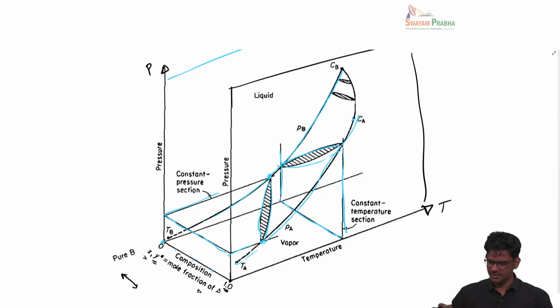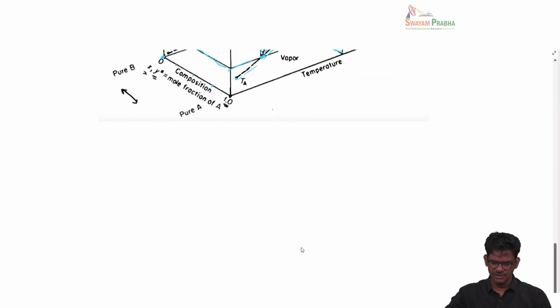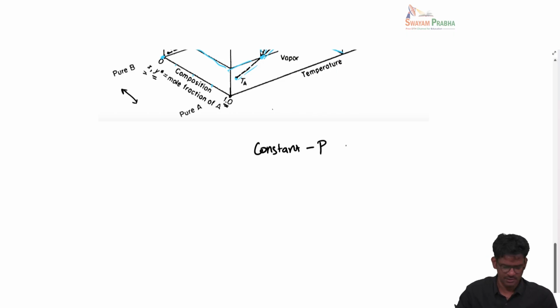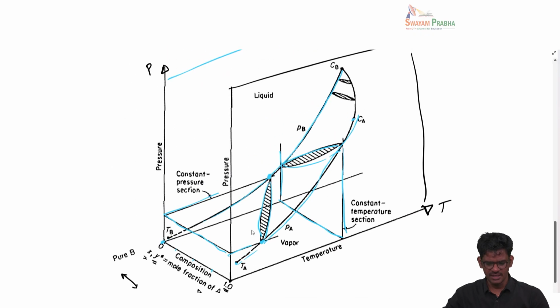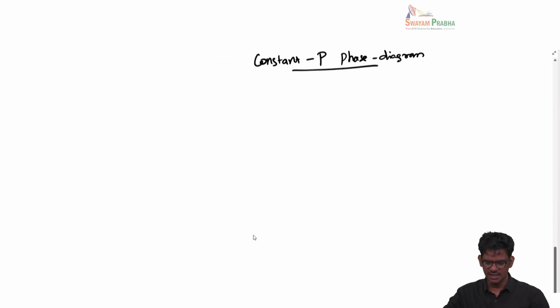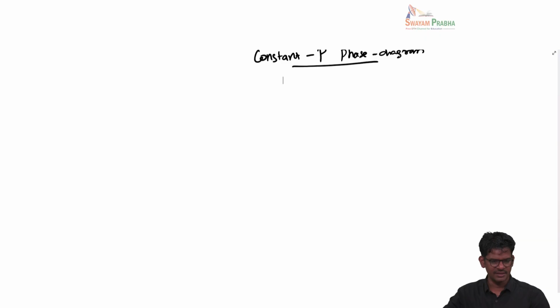So now let's look at these cross sections. First we will talk about the constant pressure phase diagram. When I say constant pressure phase diagram, what I mean is I take this particular plot, decide a particular pressure, and then do a horizontal cut here. This particular cut is at a constant pressure. We cut along the constant pressure and then look at what the projection is, and that should give us something like this figure.